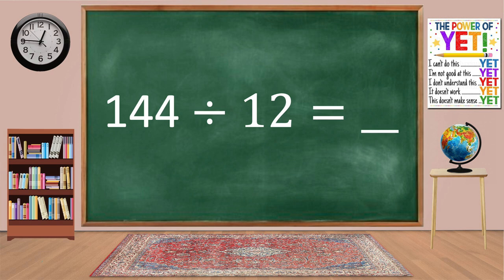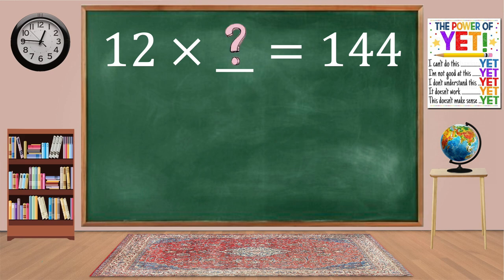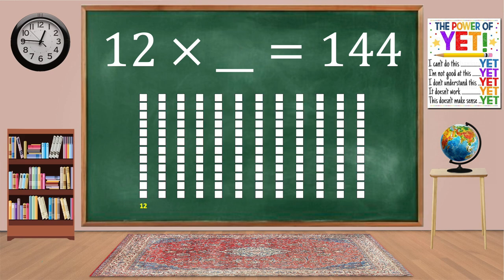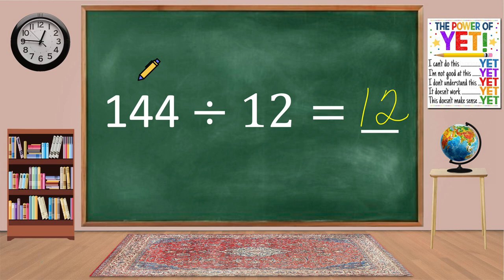144 divided by 12 equals blank. Our related fact is 12 times what equals 144? Skip count. 12, 24, 36, 48, 60, 72, 84, 96, 108, 120, 132, 144. We have 12 columns. 12 times 12 equals 144. 144 divided by 12 equals 12.